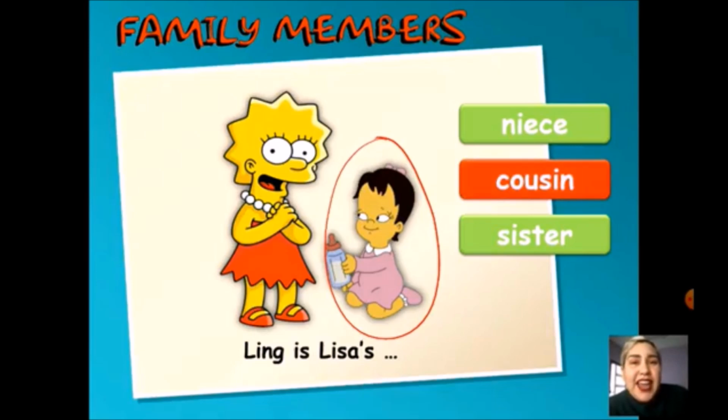Cousin is the correct answer, okay? Remember, Link is Selma's daughter, and Selma is Marge's sister. The result is that Link is Lisa's cousin. It's like a riddle, but it's very easy.